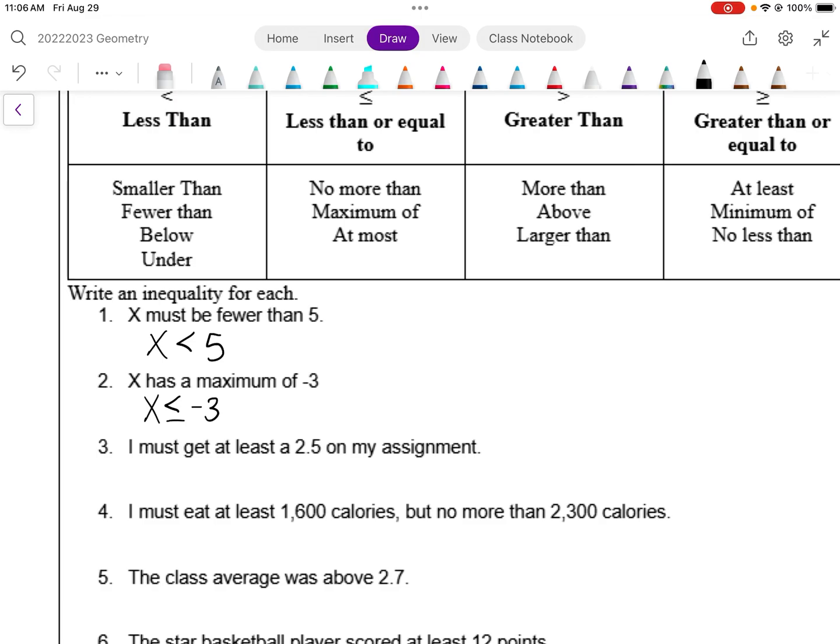Number 3, I must get at least a 2.5 on my assignment. So we're going to use x again. That means I have to get a 2.5 or greater. So x is greater than or equal to 2.5. So it means I can get a 2.5, I can get a 3, I can get a 4. It has to be at least a 2.5.